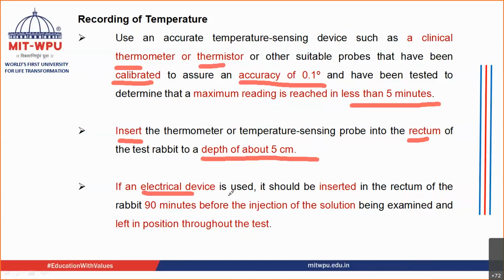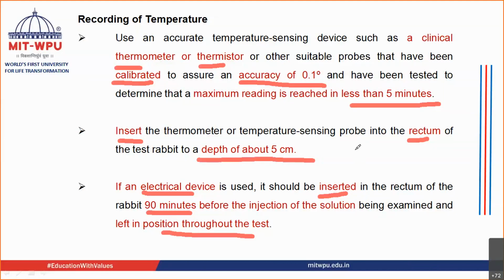If it's an electrical device that you are using for checking the temperature, in that case it should be inserted in the rectum 90 minutes before injecting the sample into the animal. That electrical device should remain in that position throughout the test, and it should also go to a depth of about 5 centimeter.